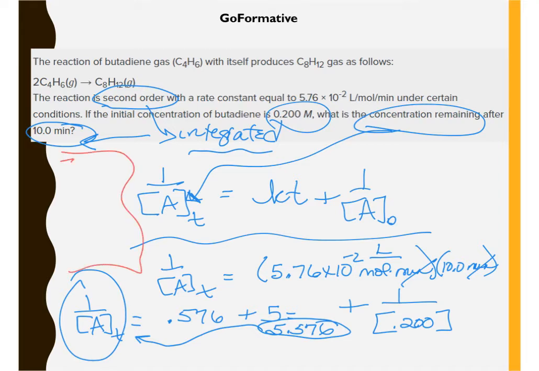So how do I get simply the concentration of A at time t? I've got to flip it. So that is equal to 1 over 5.576, and that is 0.179. And don't forget units. It's a concentration, so it's molarity. Alrighty, I'm hoping you're starting to get the hang of it. These integrated rate law plug-and-chugs are pretty easy.